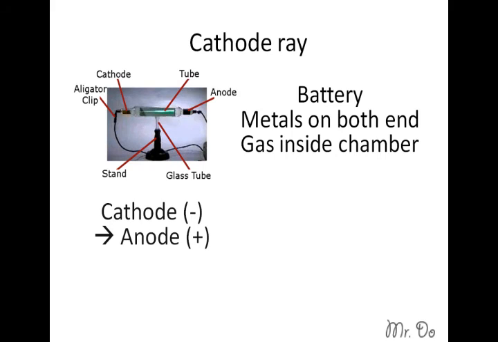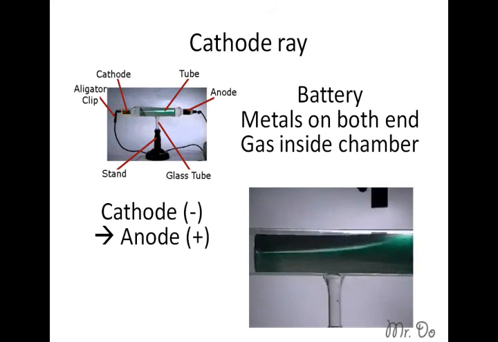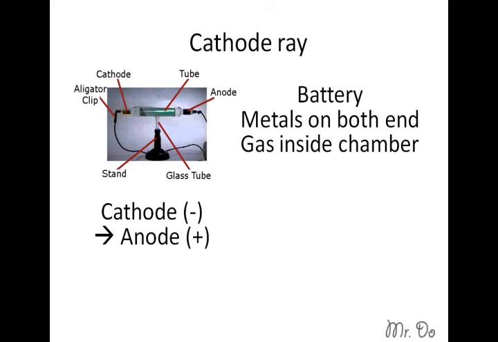And he noticed that when he used the positive end of a magnet, the beam is attracted towards it. But when he used the negative end, it's repelled. So therefore, this something was attracted to positive and repelled by negative. So the beam must be negative.